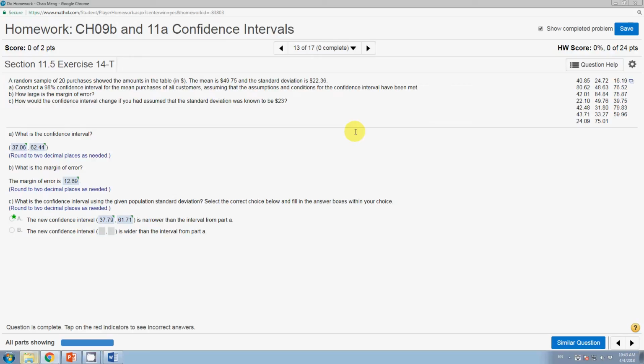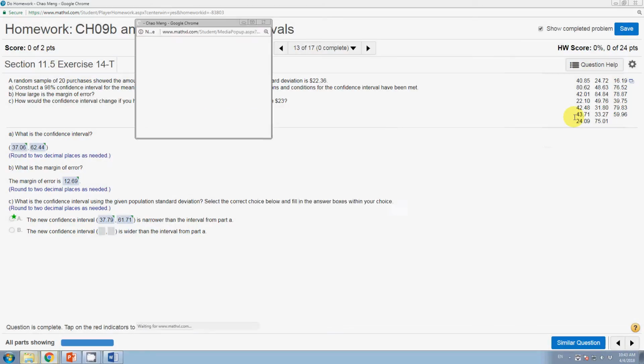Hello class, this is chapter 9b assignment question number 13. In this question, we are going to construct a confidence interval for the population mean. So let's open the StatConch.